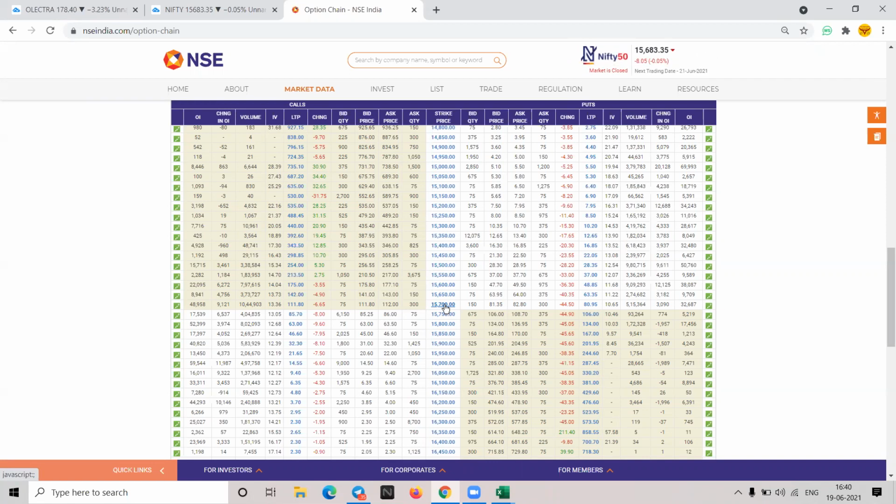Yes, sir. So this is how options work, because you pay a very small amount, but if the actual price increases by 100 points, 50 points, you'll get an equal amount of profit on your contract value, which is this last traded.